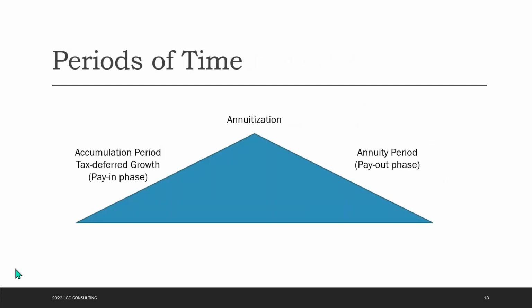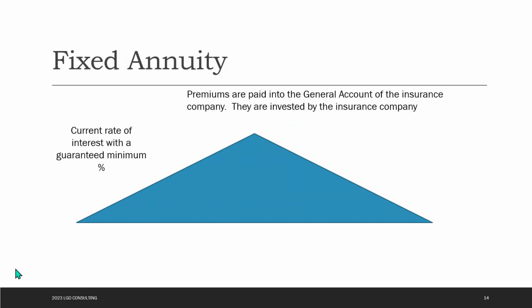So again, the periods of time, accumulation periods where you're putting money in, letting it grow. Then you annuitize, you stop paying in, you start taking money out. And then you have the annuity period where you're taking payments out for that period of time. Okay. So with a fixed annuity, like I said, your money is going into this account. It's earning a fixed interest rate. A lot of companies will give you a guaranteed minimum interest rate with a current interest. So if interest rates go up, you get a little add-on to the growth of the cash value. But there's always a guaranteed minimum.